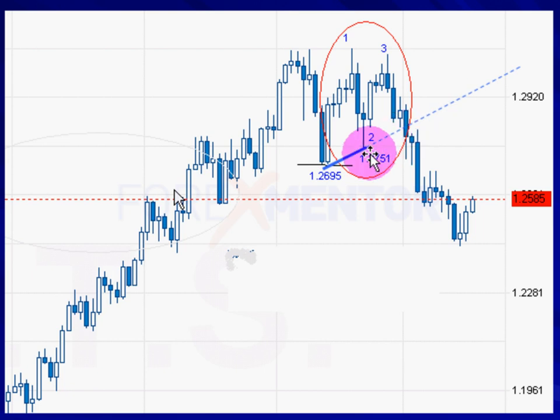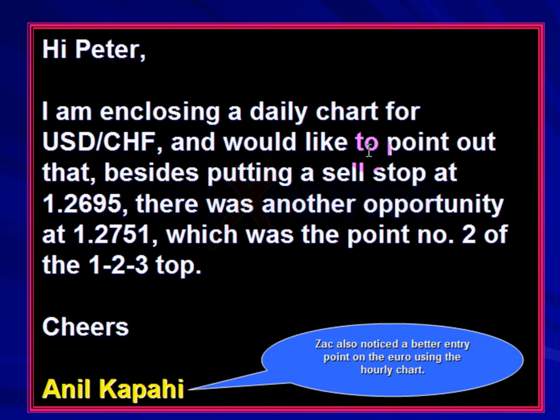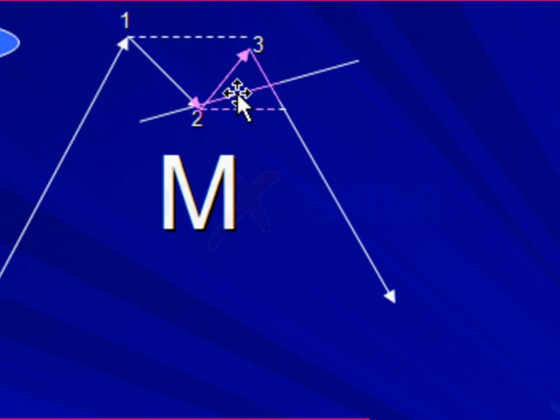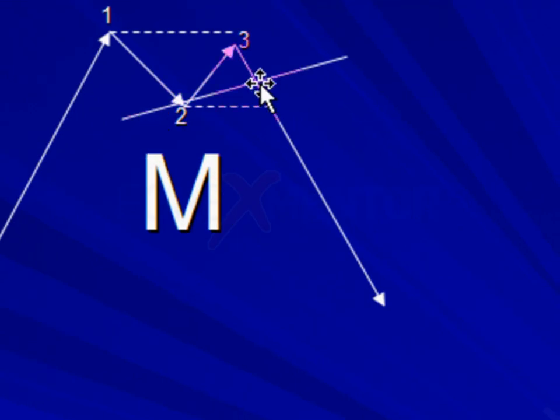You can go short here or go short on a break of the number 2. I'd actually called for a short at 26.95. Neil actually saw a better trade thereafter at 27.51, which was a break of the 1, 2, 3 top. You can go short on a break of this trend line or a break of the number 2 point, or you can go short at the 50% mark between the number 3 point and the number 2 point.